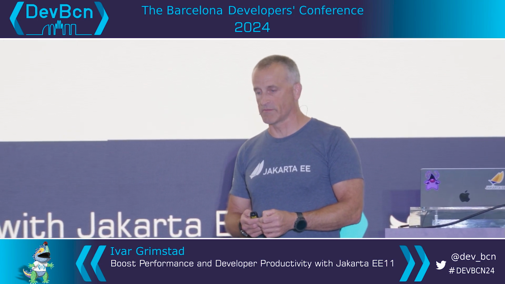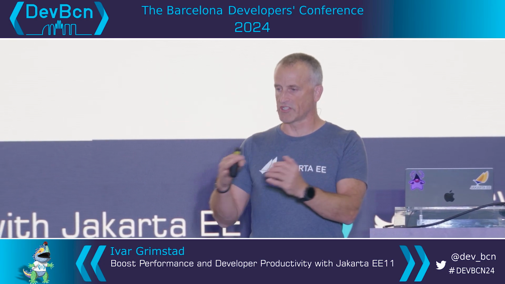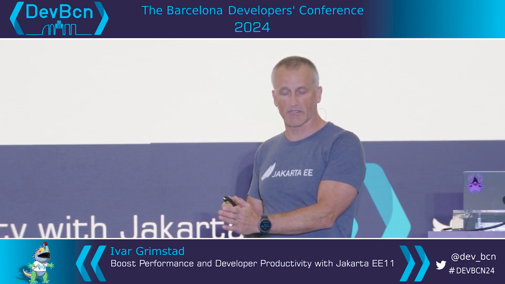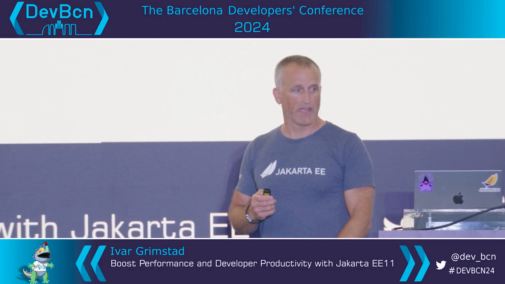Jakarta EE 10 brought us a lot of updates to specifications, because at 9 we limited the updates to the namespace change to make the migration easier. It would have been harder, this migration from javax to Jakarta, if we had done a lot of changes in the specifications. But we chose not to do it because we wanted the migration to be as easy as possible and get people to a newer platform. And now we can start doing changes. Jakarta EE 10 was a lot of maintenance updates to all of these specifications. And in 11, we're starting to deliver new things, such as Data.